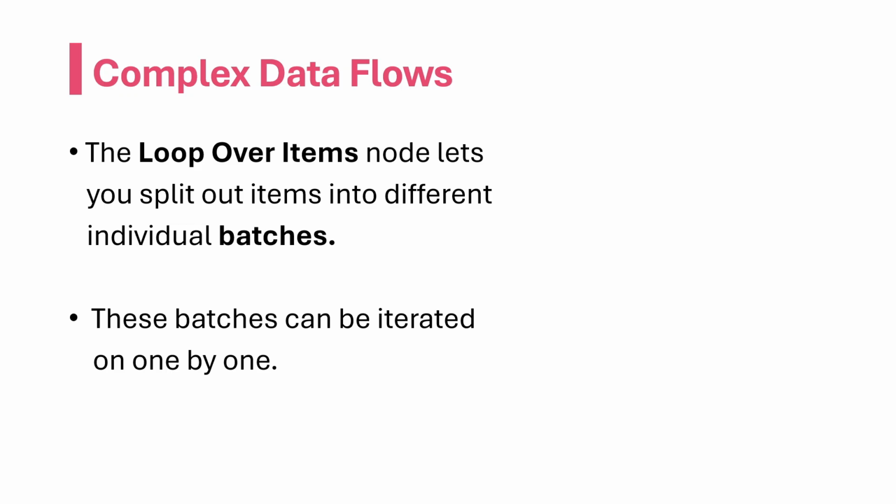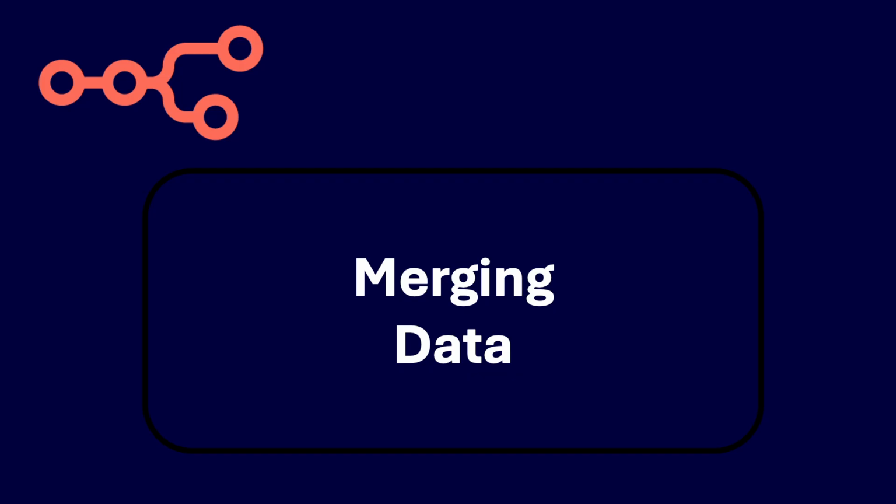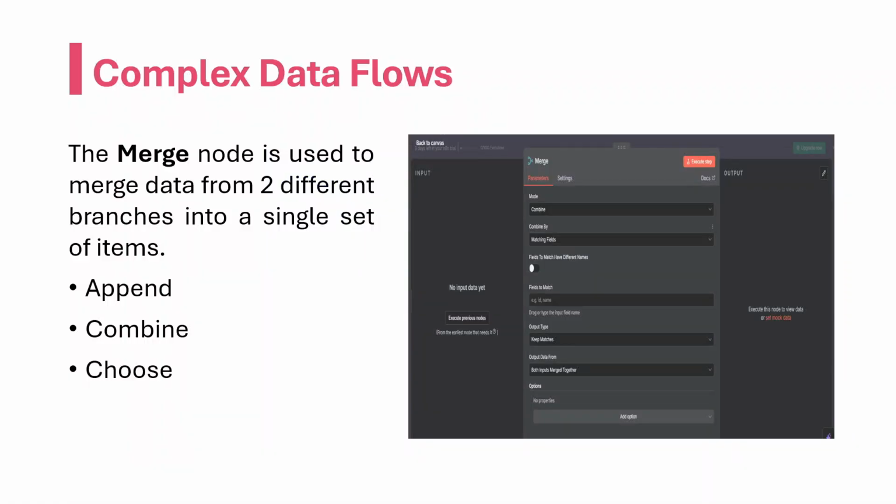After splitting and looping data, we often need to combine outputs from two branches. For example, one branch might fetch customer details and another might fetch their order data. The Merge node helps us bring both together into a single data set. It offers three modes. First is append, which simply stacks items from both inputs. Second is combine, which pairs items side by side like columns in a table, and third is choose, which lets you pick which input's data to keep. This flexibility makes the Merge node perfect for integrating data from multiple paths in your workflow.